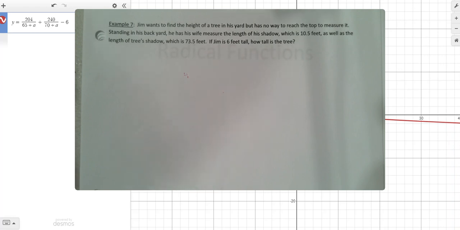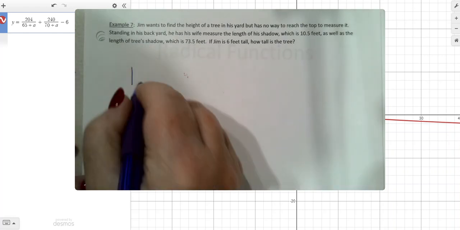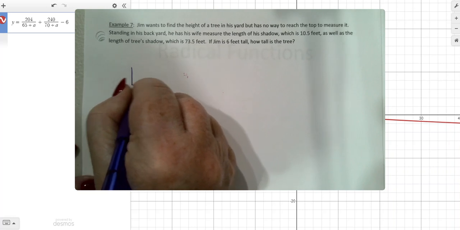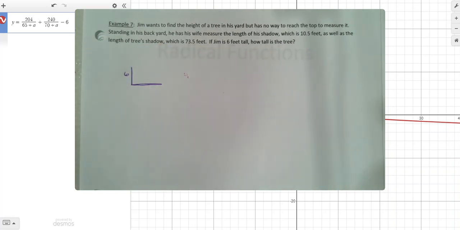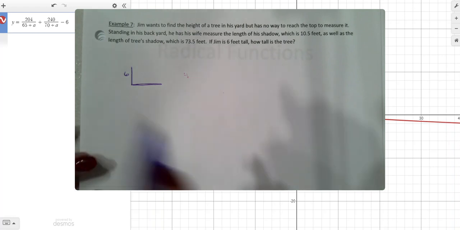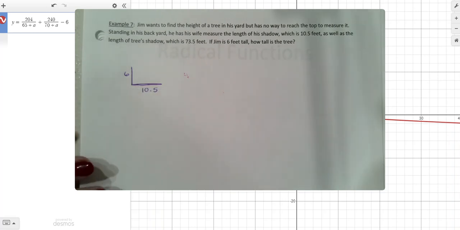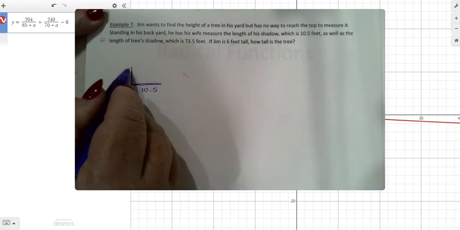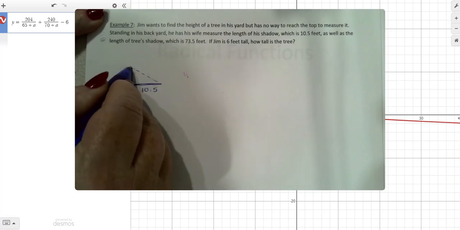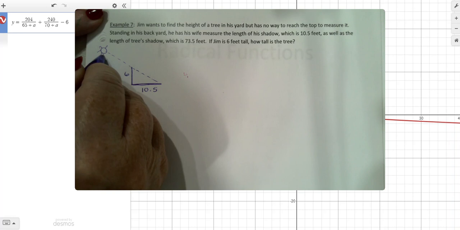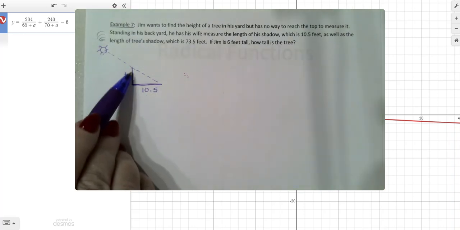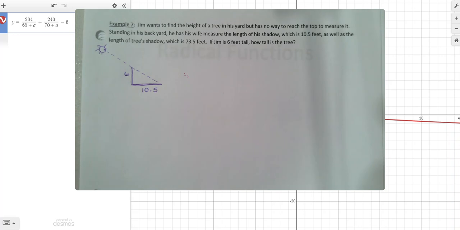Well, let's see if we can make a picture to see where the similar triangles come in. Here's Jim, and here's Jim's shadow. So Jim is 6 feet tall, and how long was his shadow? 10.5? And if you think about what causes a shadow, essentially the shadow is just the part that's being blocked from the sun, right? So basically what we're saying here is that wherever the sun was up here, it's shining down here, and Jim's body blocked enough of the sun to create that shadow.